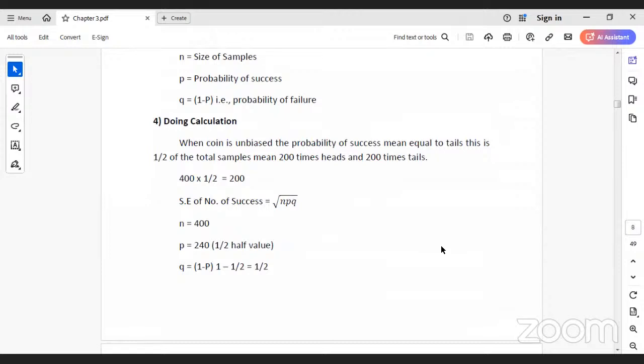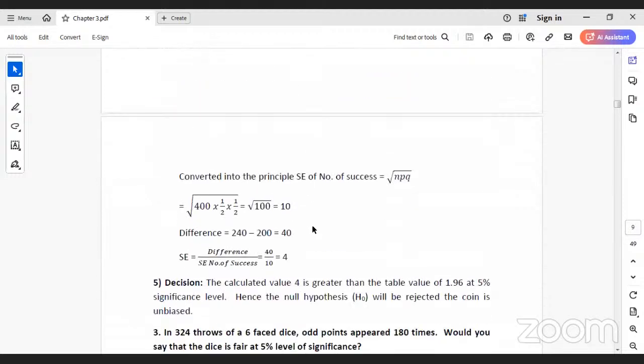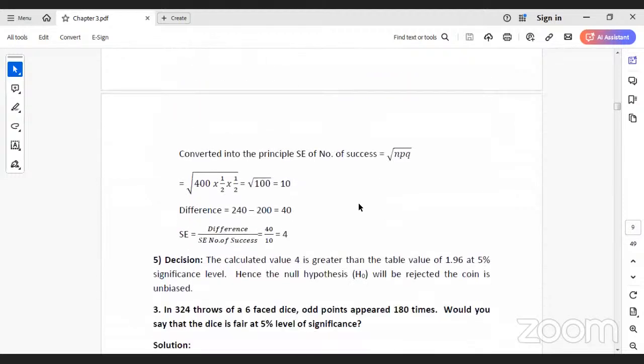Standard error of number of success is equal to under root NPQ. N is equal to 400. P is the probability of success, which is half. Q is equal to 1 minus P, that is 1 minus 1 by 2 is equal to 1 by 2.